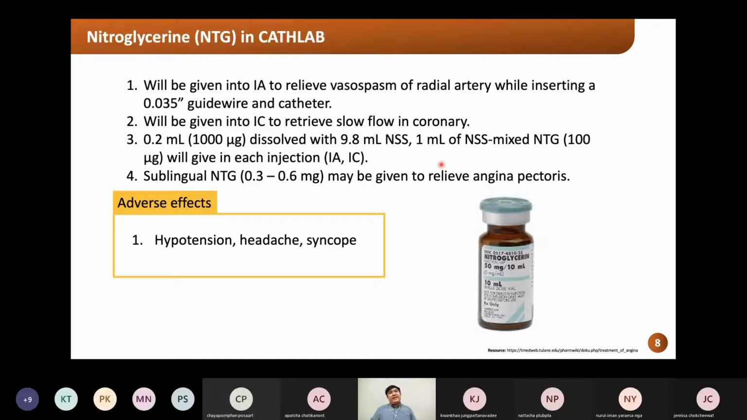And the adverse effects of NTG, right? For sure, of course, NTG directly dilates the vessel, so it might cause hypotension in some patients, and it might cause headache or syncope in some patients as well.